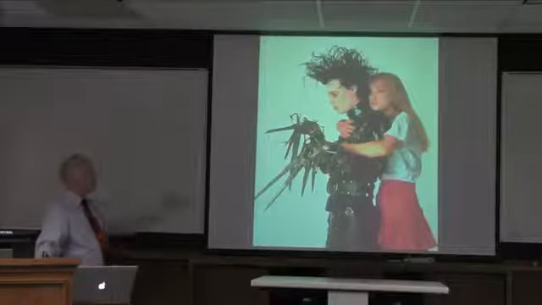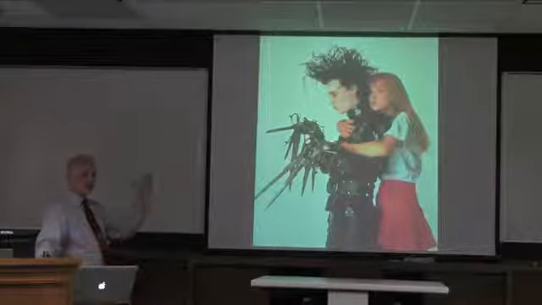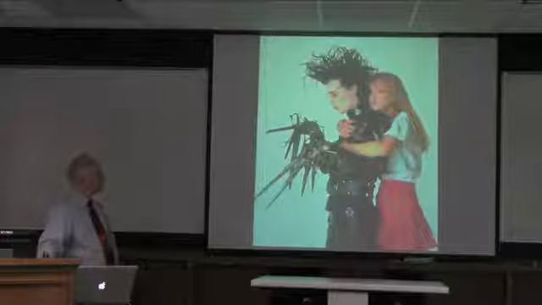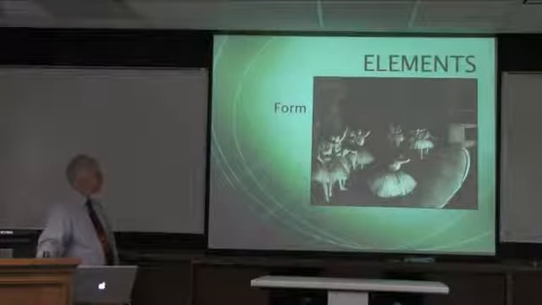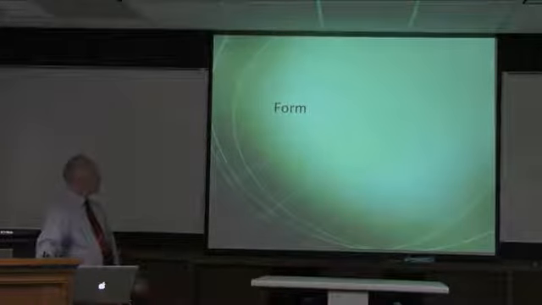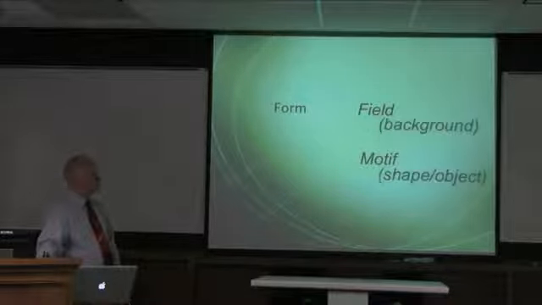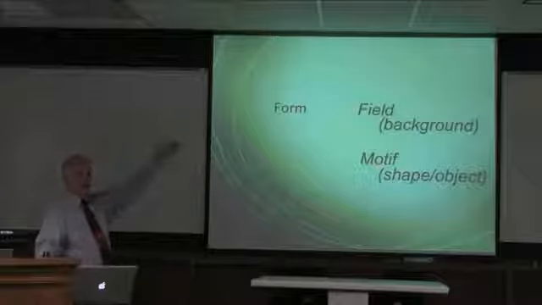Halloween, there's Edward. You can see it in the costume design and in the characterizations, very informal and very formal characters in opposition to each other. All right. That's just line. Form. For form to exist, two things have to exist: field and motif, which means nothing to you. In other words, a shape and a background.